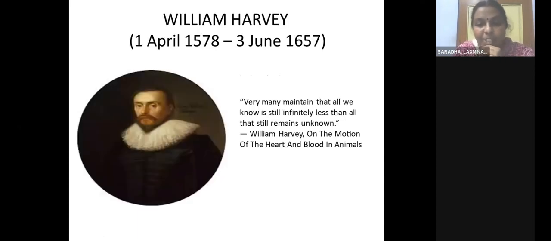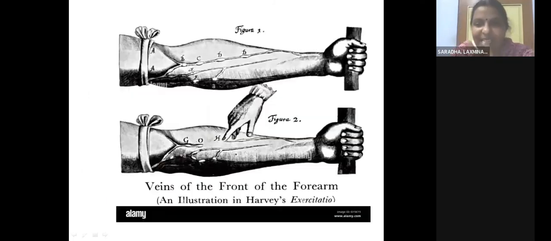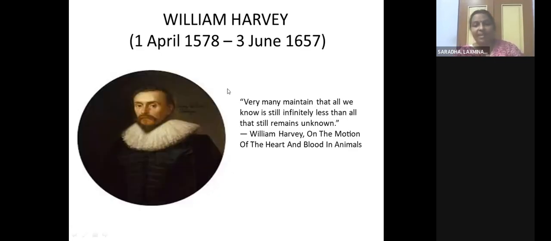This is a picture of William Harvey, and some of his important quotes that we very often use. "Very many maintain that we know what all that remains unknown." The meaning of this is "Katrathu Kai Mannalavu." That's what he told so many years before. "Katrathu Kai Mannalavu," we say, no? That is what is explained by this quote. This is one of the famous quotes of William Harvey.